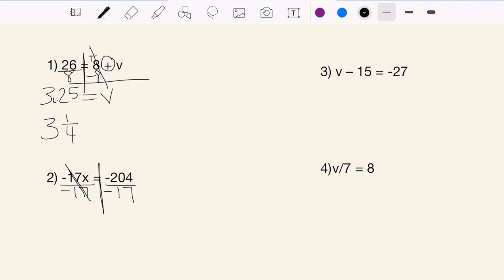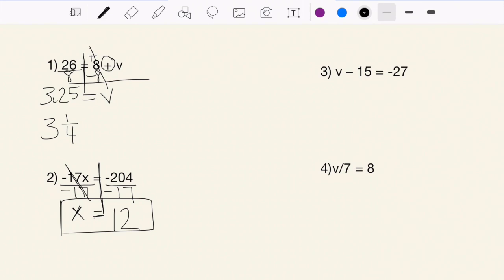So that would cancel out and we're left with just 1x. So then we have negative 204 divided by negative 17 will give us positive 12. And again, we can go back and we can plug 12 in there. So negative 17 times 12, and that would give us negative 204.